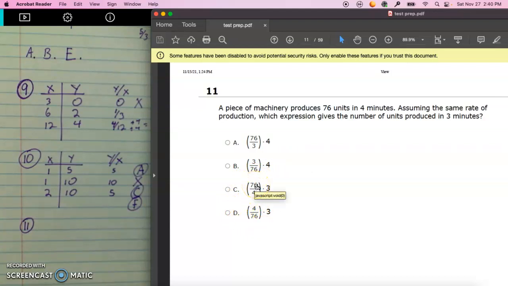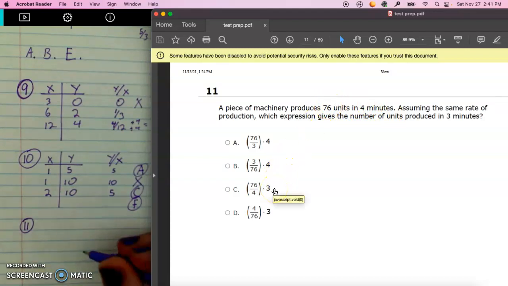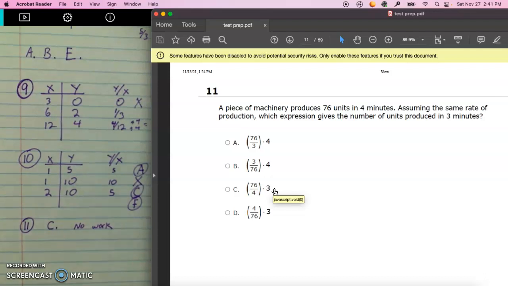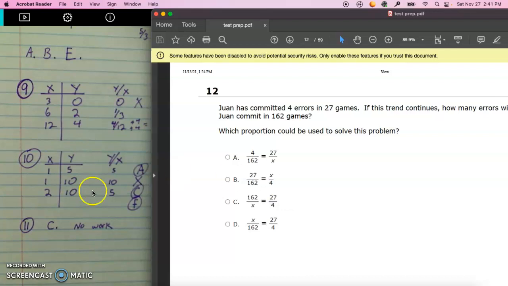Is it 76 units in 4 minutes or 4 minutes per 76 units? Which one? Oh, I don't know. How do I even pick? Okay, this is where we are going to look at how it's written. They told us it was 76 units in 4 minutes. Typically, we write that top to bottom, first, second. So we're going to go ahead and choose C. And on your paper, I would just write C, no work. Done. Moving on. Number 12.